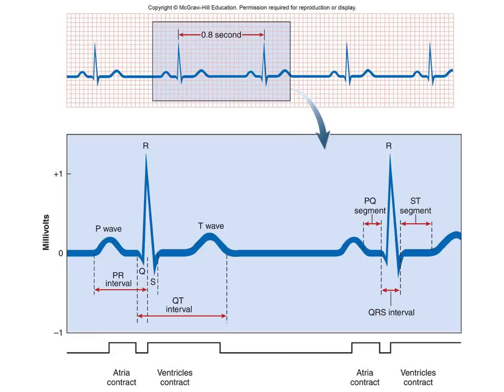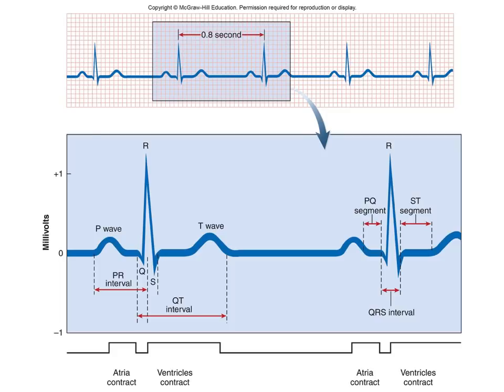So on the right-hand side, you can see something called the PQ segment. The PQ segment is when your atria actually contract. So this is when they're going to undergo their contraction time.